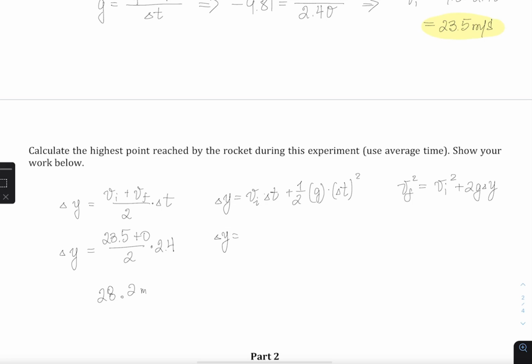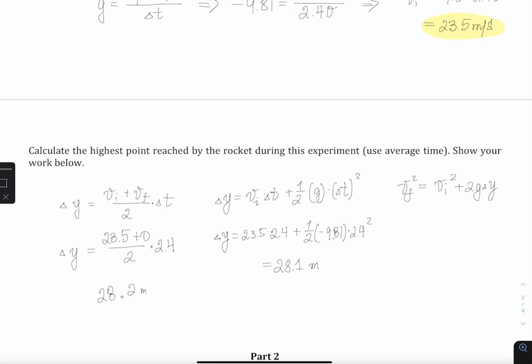Change in y equals 23.5 times, again, half time. That's how long it took to get to the top. Not 4.8, but only 2.4 seconds. Plus, and be careful, you are going to add 1/2, but remember that 9.8 is downward, and therefore it's going to be negative. And then times 2.4 squared. 23.5 times 2.4 minus 0.5 times 9.81 times 2.4 squared. Voila, technically it says 28.1 meters, but that is due to some rounding.